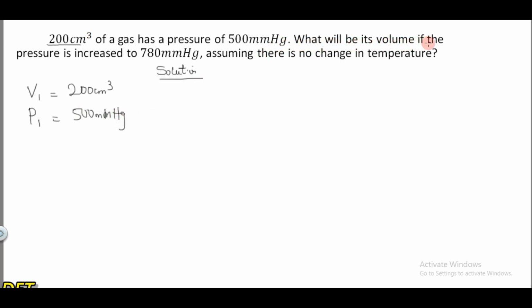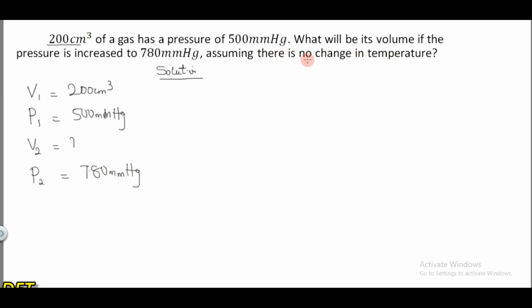What will be its volume? So what I'm looking for is V2. What would be its volume if the pressure is increased to 780 millimeters of mercury? So what would be the volume if the pressure, which is P2, is increased to 780 millimeters of mercury? So my P2 is 780 millimeters of mercury, assuming there is no change in temperature.